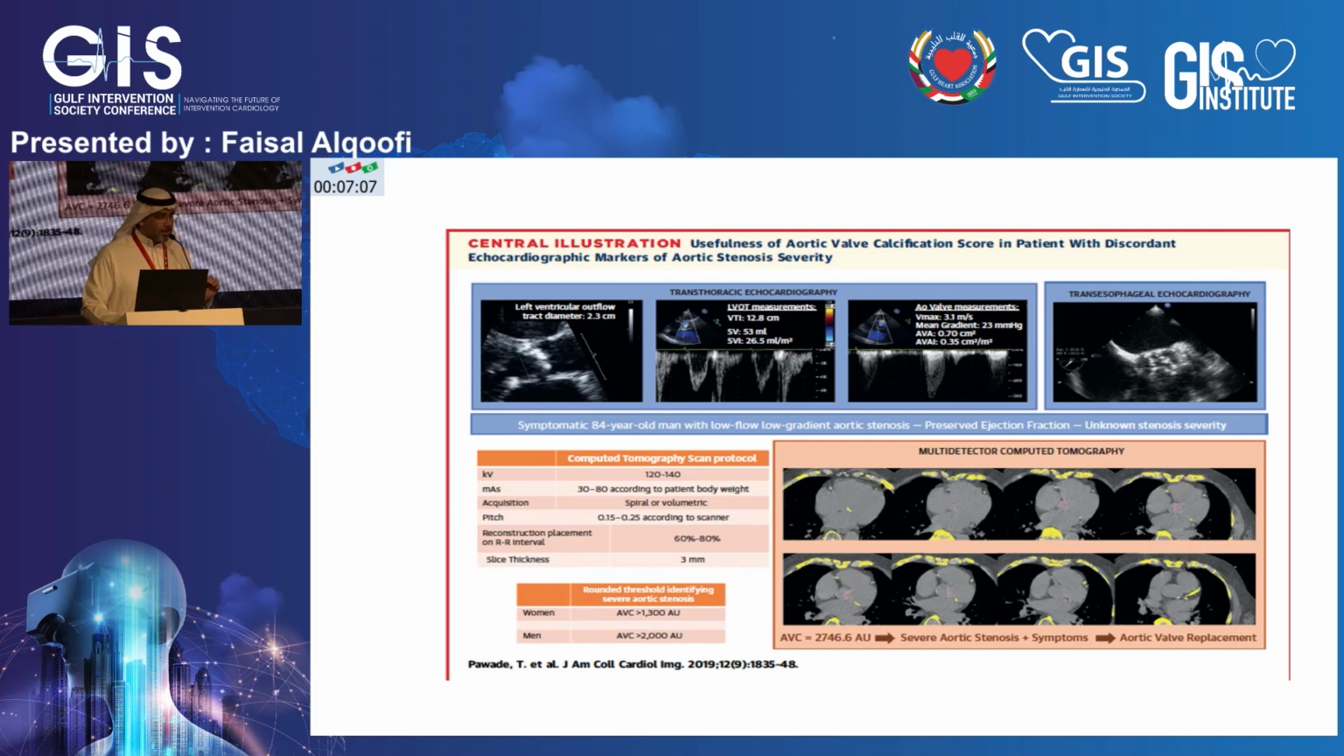So the European guidelines came with the number of more than 1,300 AU, which some people call arbitrary units or Agatston units, for women, or more than 2,000 for men, to say this is most likely a severe aortic stenosis.